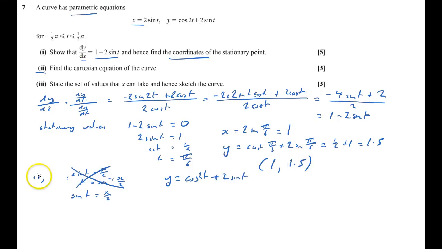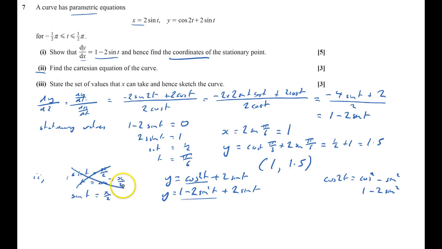I can expand this, and I know if I expand that, I get cos 2t equals cos squared minus sine squared, or I can turn that into 1 minus 2 sine squared. So I get y equals 1 minus 2 sine squared t plus 2 sine t. Cos 2t equals that bit.